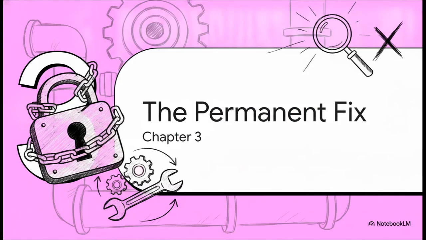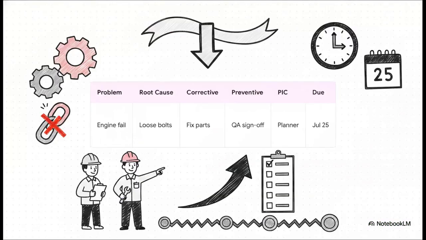Chapter 3. Enforcing the permanent fix. Finding that root cause is really only half the battle. Now we have to lock that killer away forever using what's called a PICA table, which stands for Problem Identification Corrective Action. Notice how the actions are split up.